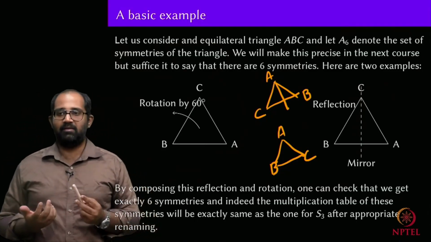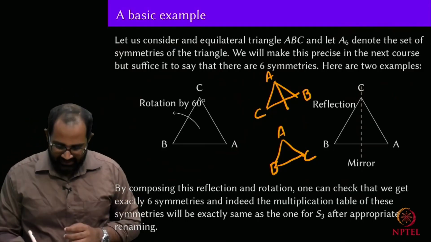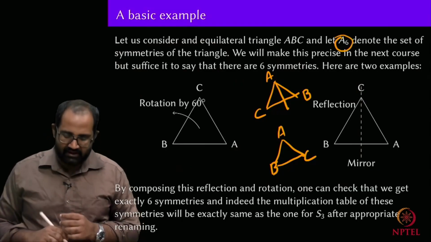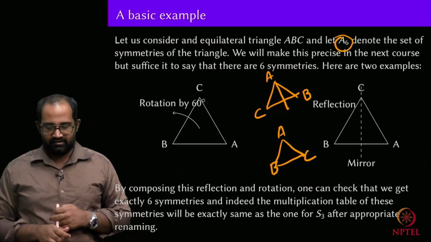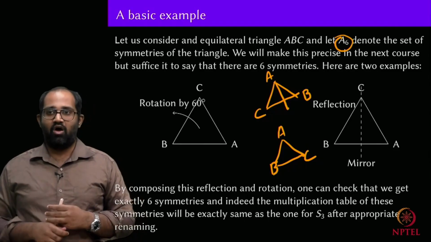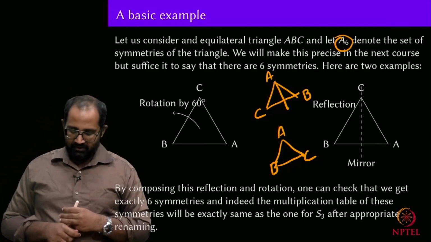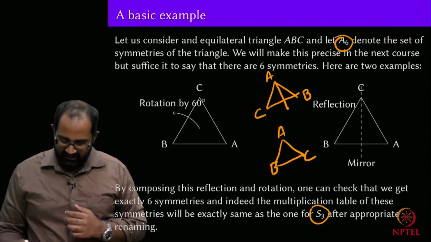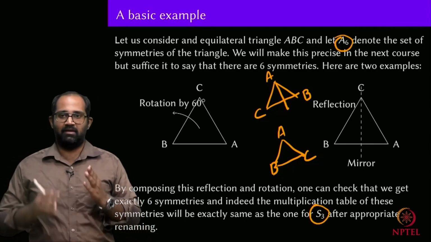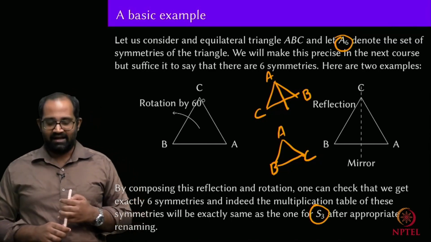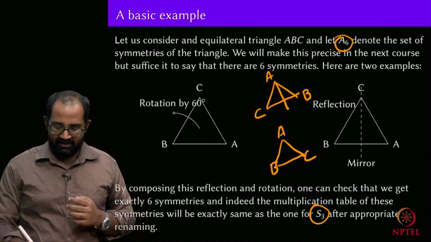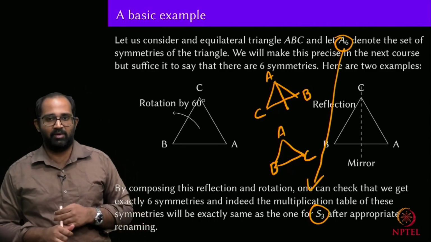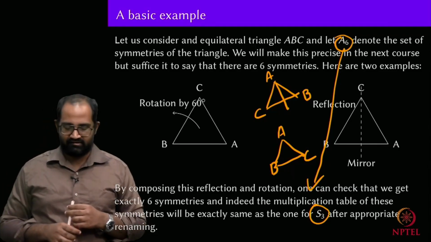So, draw out the multiplication tables of this A6. This is called, by the way, the dihedral group. I am calling it A6. So, please draw the multiplication table and compare it with the multiplication table for S3, and you will notice something surprising, that both are the same. So, there is an isomorphism between A6 and S3. Both are essentially just the same groups. Up to a renaming, both are just the same. Okay.